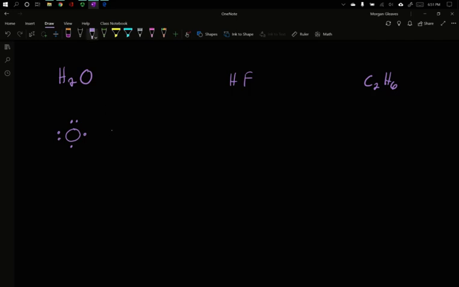I now have 2 hydrogens. Each of them has 1 electron. Well, I can then pair the unpaired electrons to each other. And what I end up with here is oxygen bonded to each hydrogen, and 2 lone pairs. This would be the Lewis structure for water.